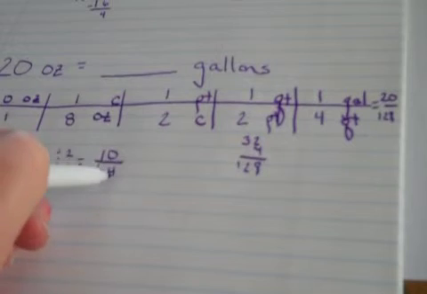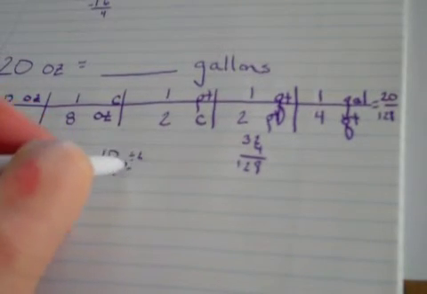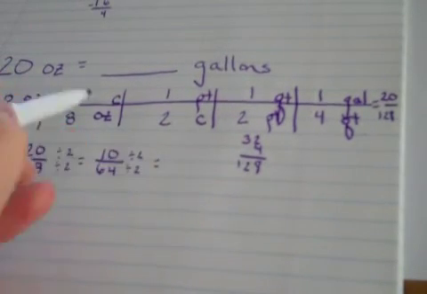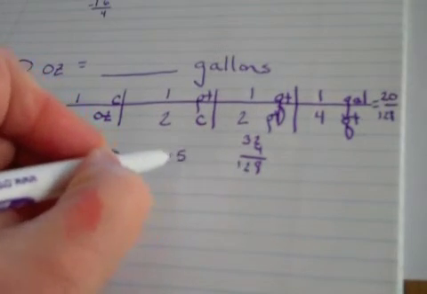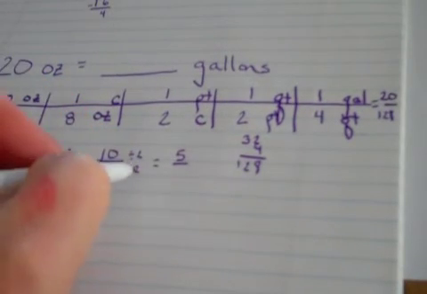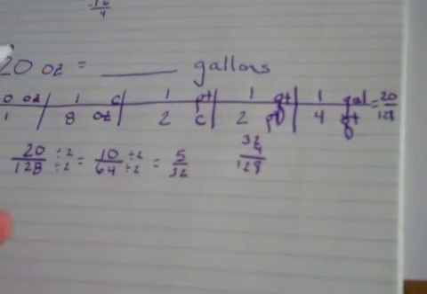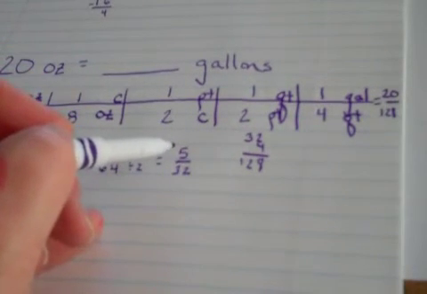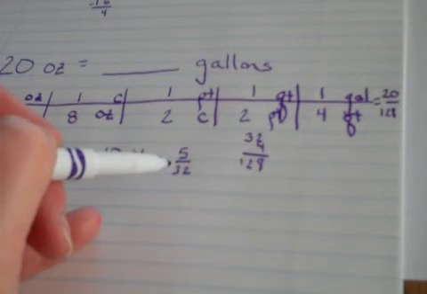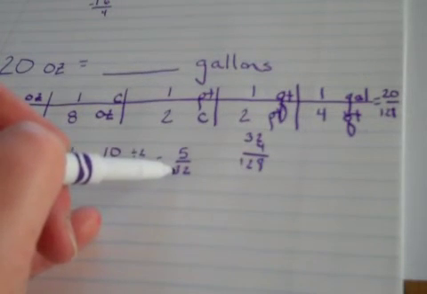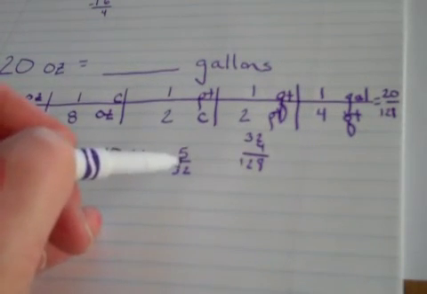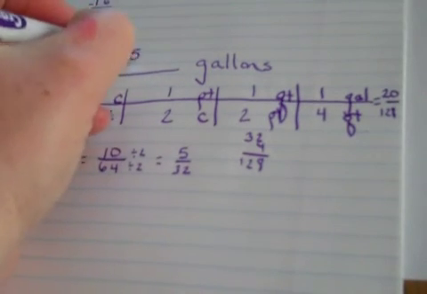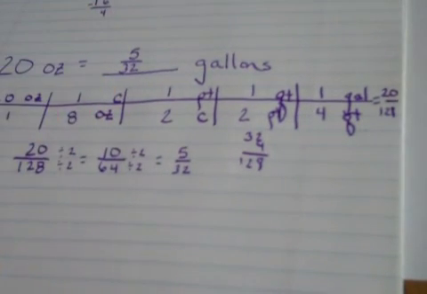But again, I notice that these are even. They will definitely divide by 2. 10 divided by 2 is 5. 64 divided by 2 is 32. Now I check one more time. 5 divides only by 5 and 1. 32 only divides by 1. 1 won't reduce the fraction, so apparently I'm done. So 5 over 32 gallons is how many gallons 20 ounces would be equivalent to.